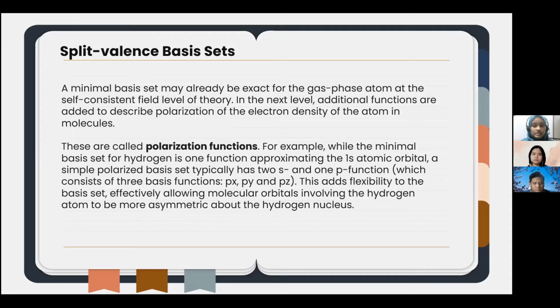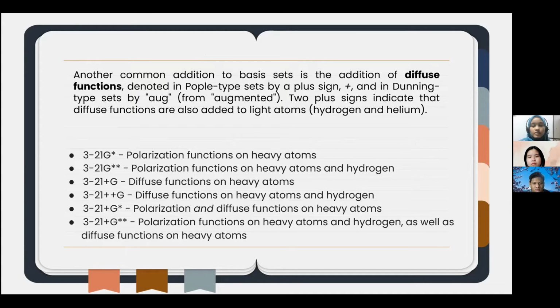We call this the polarization function, where the minimal basis set for hydrogen is one function approximating the 1s orbital. A simple polarized basis set typically has two s functions and one p function, which is px, py, and pz, and this adds flexibility to the basis set and allows molecular orbitals involving the hydrogen atom to be more asymmetric. Another common addition is the diffuse function, denoted in the Pople type sets by the plus sign, and if there are two plus signs, it indicates that diffuse functions are also added to light atoms such as hydrogen and helium.